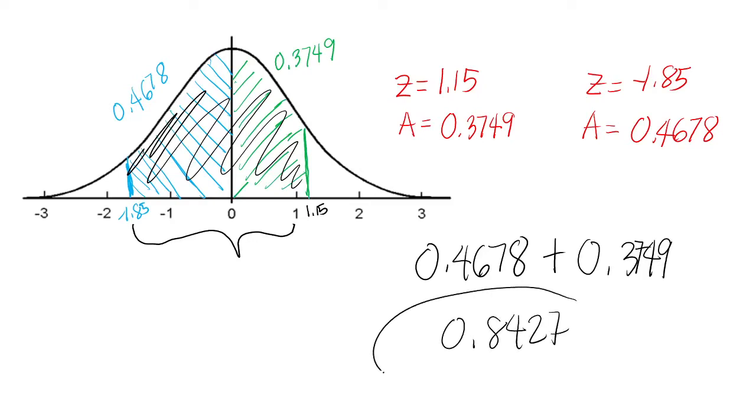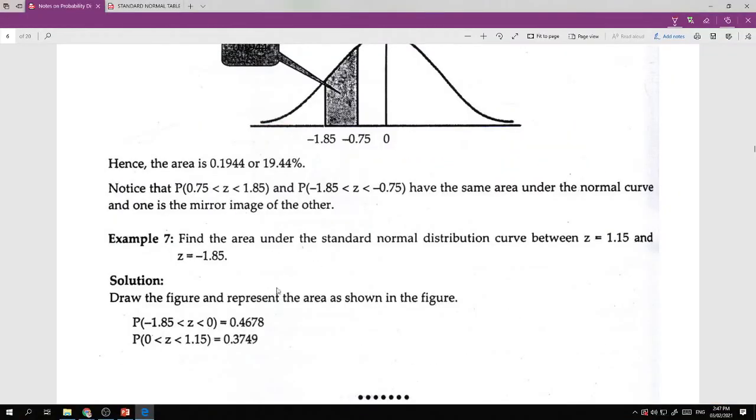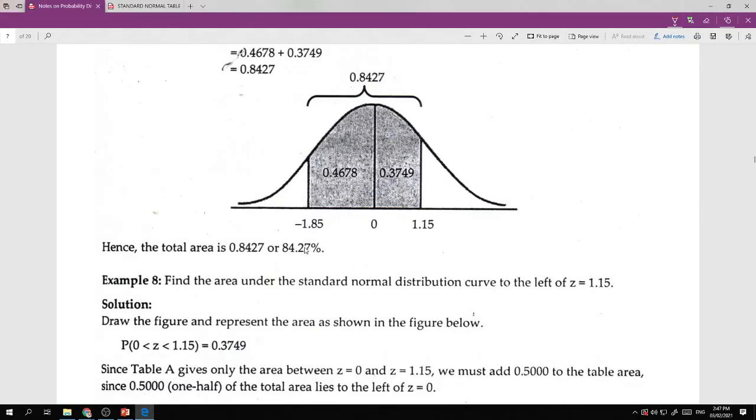So this is the answer to the problem: 0.8427. That's totally right. Questions about example number 7? Okay, this time, let's have example number 8.